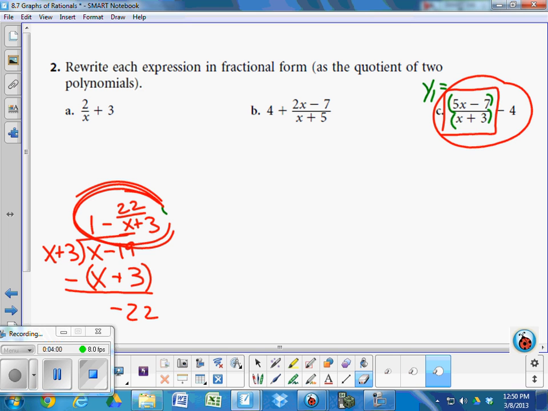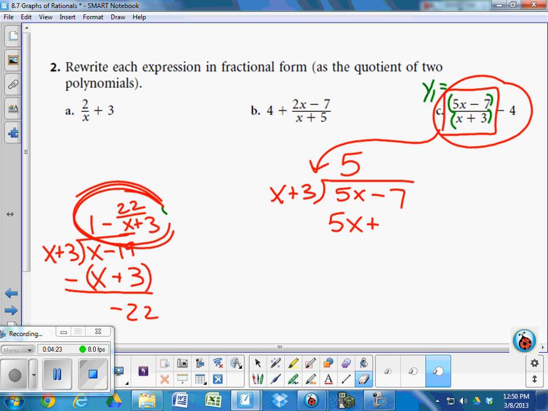Yes, okay. So right here, can this x plus 3 go into 5x minus 7? It's going to work. All right. How many times does x go into 5x? 5. What's 5 times x plus 3? 5x plus 15. Put a line under it. Put a minus sign. Subtract it. What's negative 7 minus 15? Negative 22. So we have minus 22 over the divisor, x plus 3.